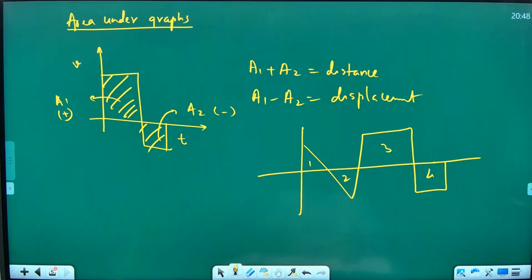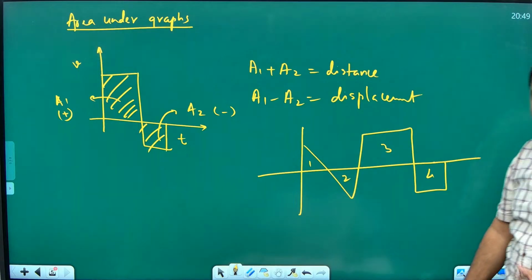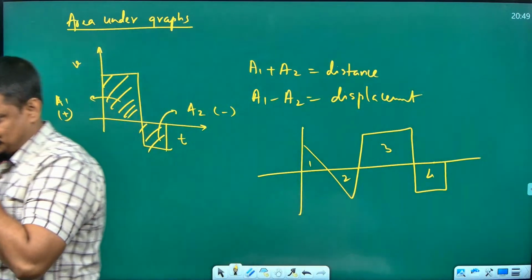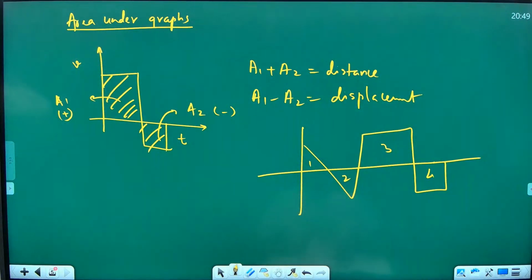Very simple. So if area is found under the graph, that gives you the value of distance or displacement. If you are considering the signs, displacement. If you don't consider sign, distance. Copy this fast. Copy this fast.